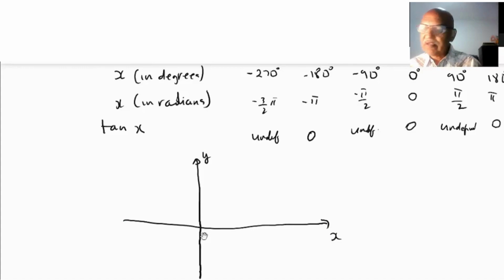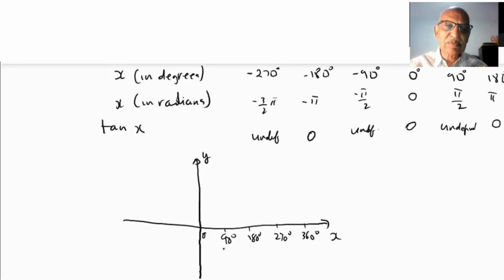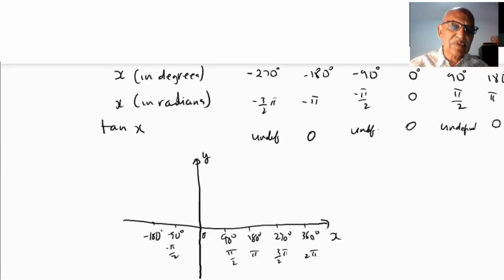So let's see. 0 here. 90 degrees. 180 degrees. 270. 360, and if it was pi, it will be pi over 2, pi, 3 over 2 pi, 2 pi, and the other side minus 90 degrees, which is minus pi over 2, minus 180 degrees, which is minus pi, and minus 270, minus 3 over 2 pi.